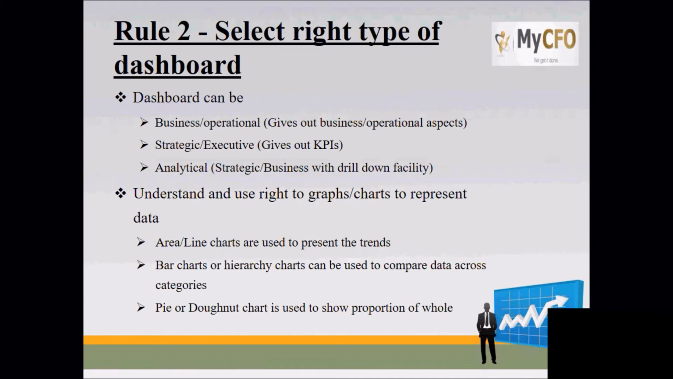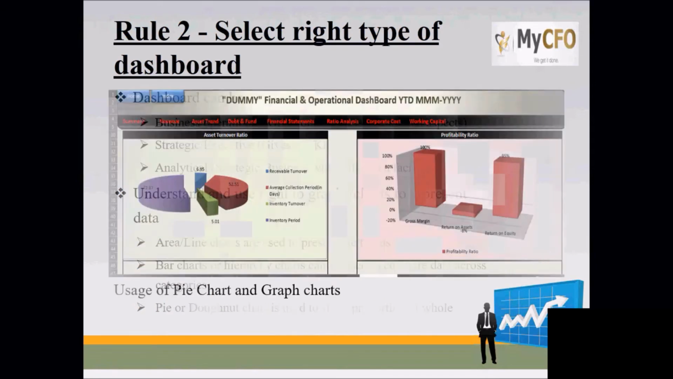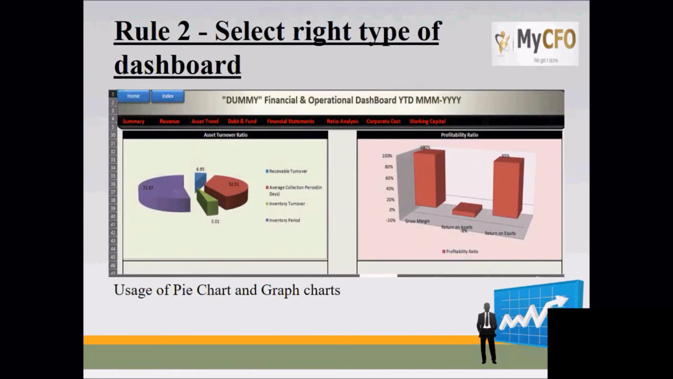Area or line charts should be used to represent trends. Bar charts can be used to compare the data across categories. Pie charts and donut charts are used to show proportion of a whole. Selecting the right type of chart is also an important aspect of creating a graphical dashboard. A sample for you: usage of a pie chart and a graph chart.